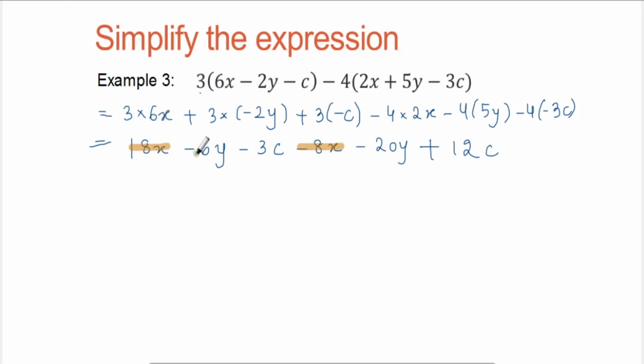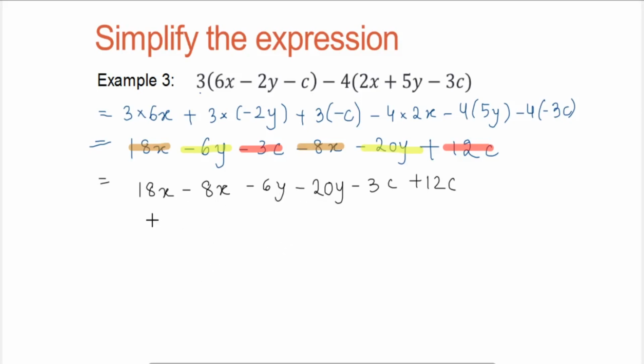Next, minus 6y and minus 20y are the like terms. And minus 3c and plus 12c are the like terms. Let's write them together. So I get 18x minus 8x minus 6y minus 20y minus 3c plus 12c. Please be careful with expressions that you have to consider the terms along with their signs.